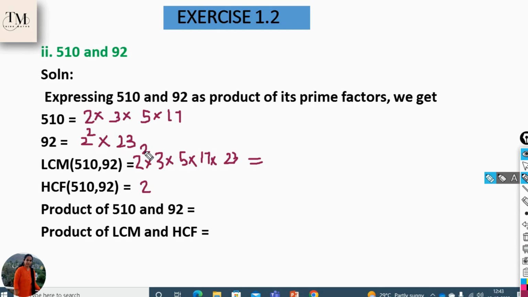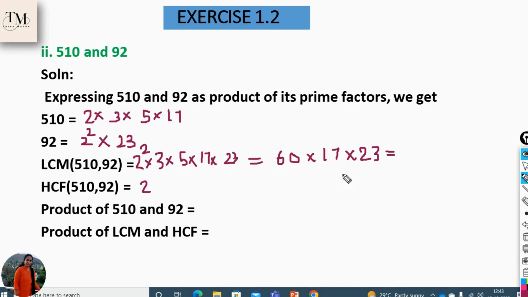So 2 2s are 4. 4 3s are 12. 12 5s are 60. So 60 into 17 into 23. So here also I use some line trick to find the values. Okay.